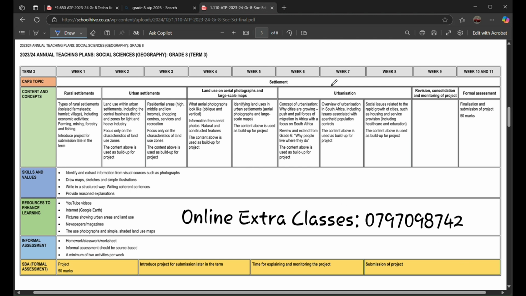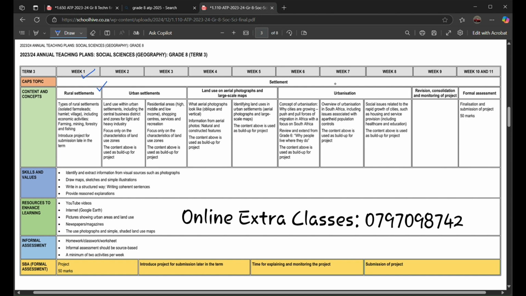In this video, we are going to be working on the Term 3 scope for social sciences, which is also called geography. So without wasting any time, let's go ahead and start working on it. So we know that under week 1, as we can see on the screen, the topic that we are going to be covering first will be rural settlements.